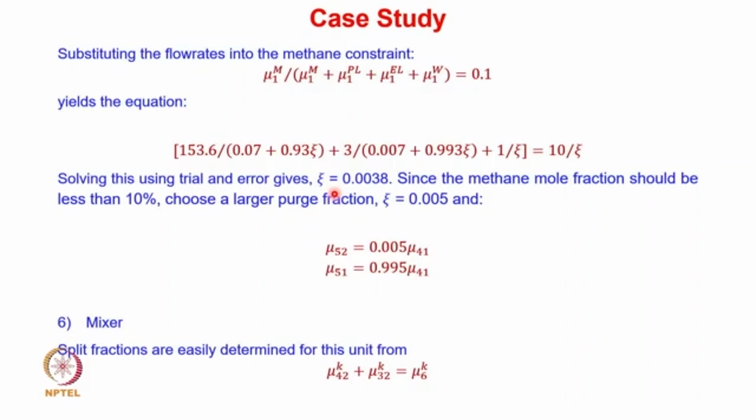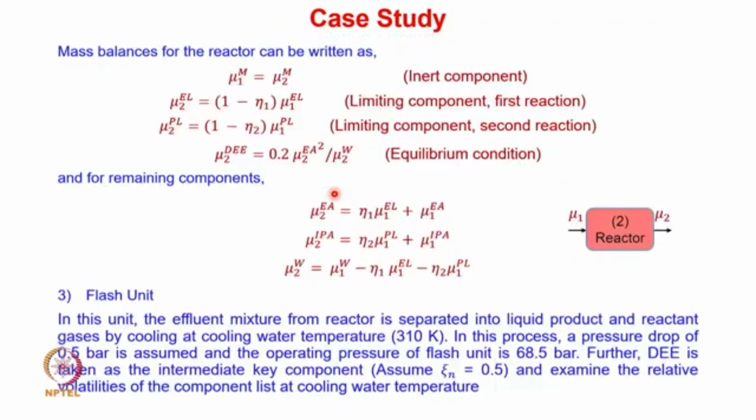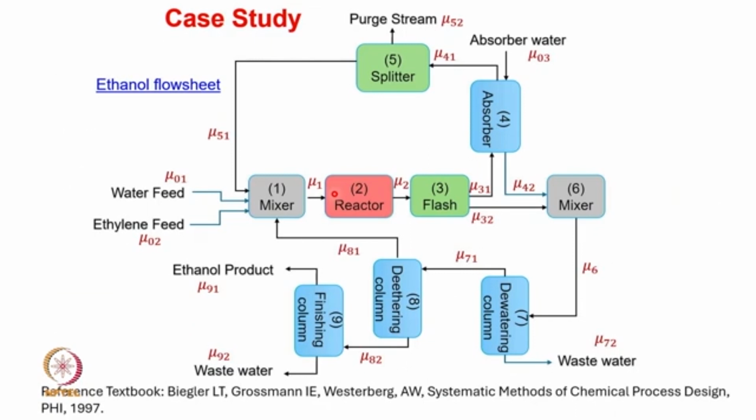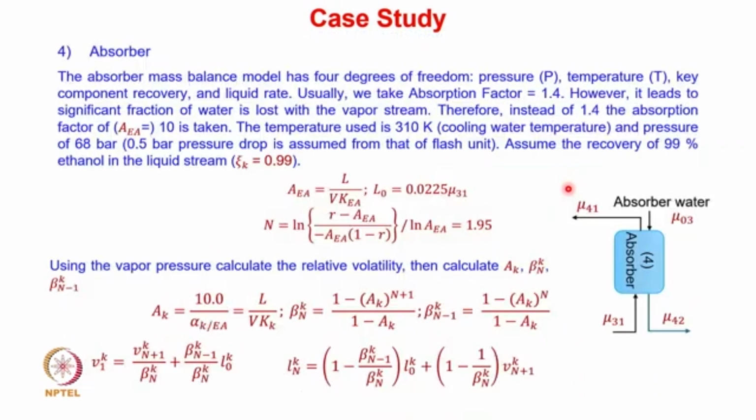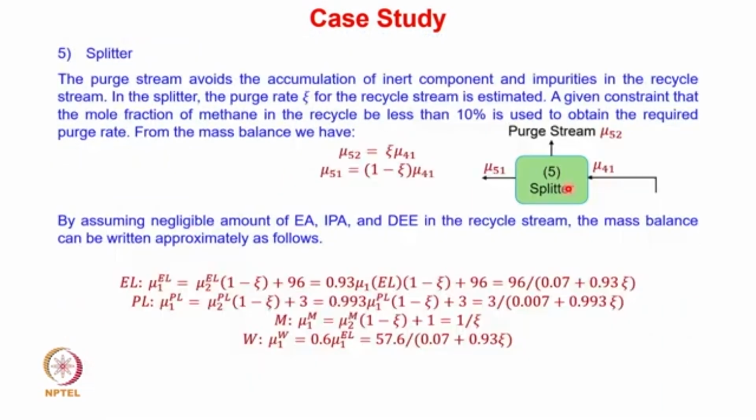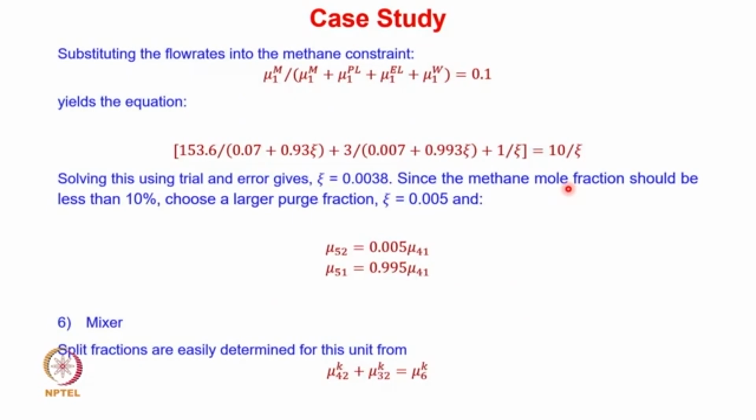Now if you look at the liquid, the liquid stream coming out from the flash unit is getting mixed with the liquid stream coming out from the absorber. So we can write down the mass balance equation for the mixture. So this is the mass balance equation for the mixture. You can see that mu 42K, which is nothing but the ethanol rich stream coming out from the absorber, plus mu 32K, this is nothing but the liquid stream coming out from the flash unit. Both are added to give mu 6K.